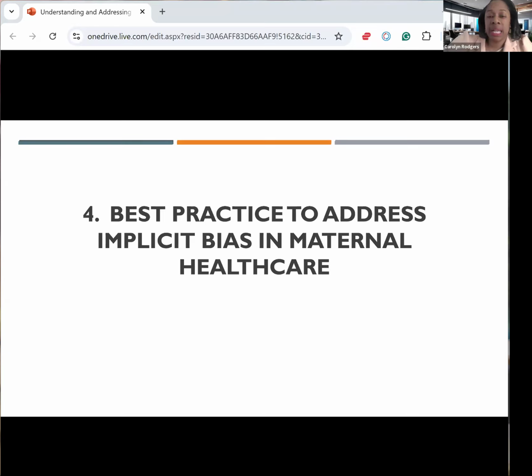And of course, data collection and accountability. I'm big on data collection and accountability. Regularly collect and analyze data on health outcomes by race, ethnicity, and socioeconomic status. Because when you do so, then you're holding organizations accountable for addressing these disparities to improve health equity. And then there's also having culturally competent care.